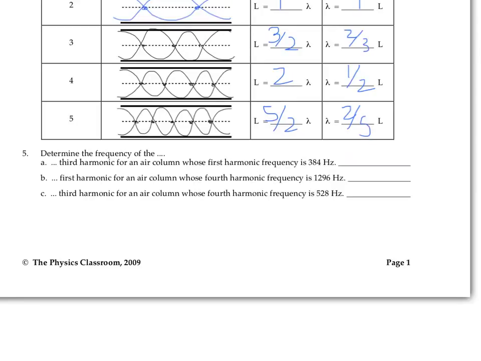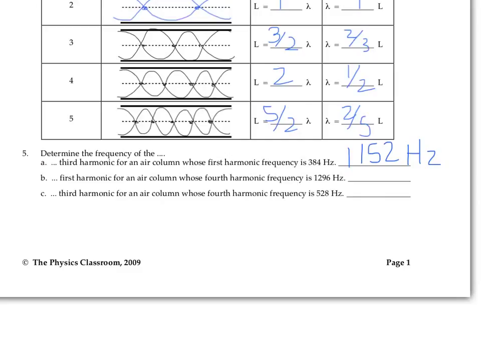For example, in this problem here, we're told that the first harmonic frequency is 384 hertz, and we're looking to figure out what the third harmonic frequency is. Because going from first to third cuts the wavelength by a factor of 3, when we go up to the third harmonic, we're going to have 3 times the frequency. So we just multiply 384 times 3, and we get a third harmonic of 1152 hertz.